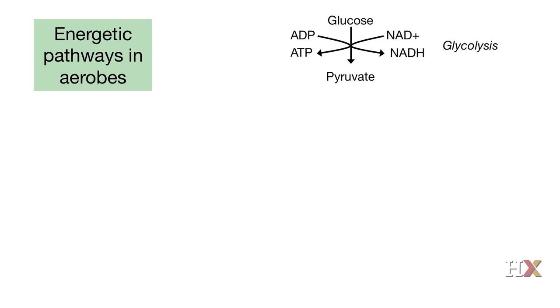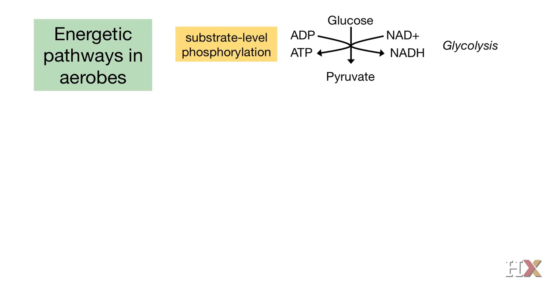Let's take a look at the major parts of the energetic pathways in aerobic organisms. First, we start with glycolysis that converts glucose into pyruvate. This oxidation of glucose is done by a series of steps, some of which are coupled with the synthesis of ATP. In these steps, molecules with a high hydrolysis potential will transfer their phosphate to ADP to form ATP. This type of ATP synthesis is called substrate-level phosphorylation.